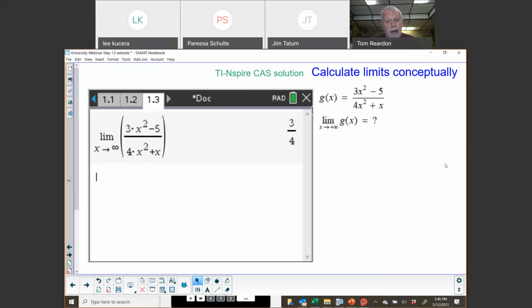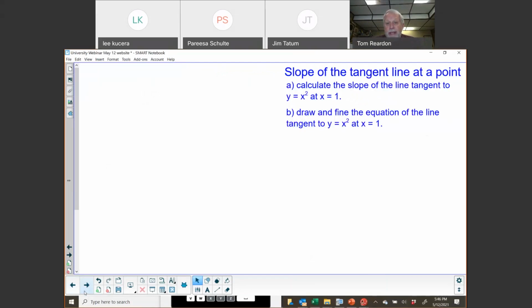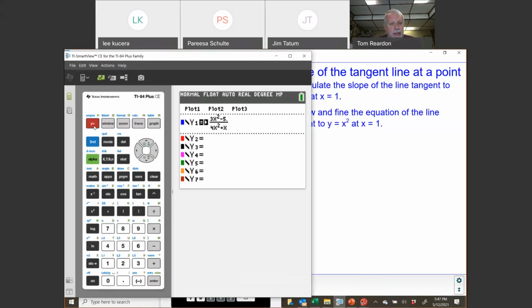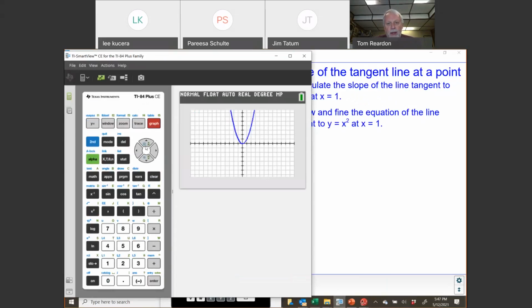All right, slope of a tangent line at a point. Let me go back again to this and clear that. Let me go with y equals x squared, a simple one, though you can get really complicated with these. And I'll graph that, y equals x squared.